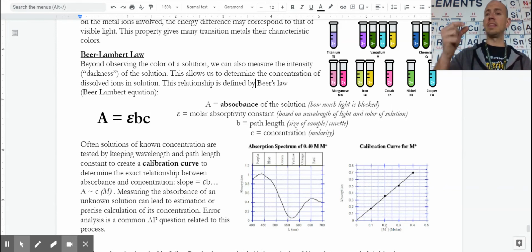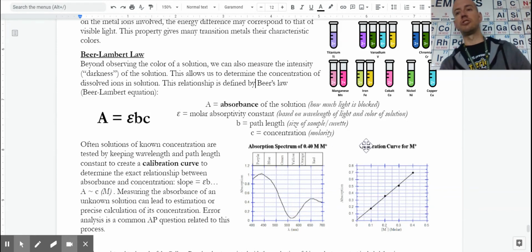B is the path length, and this connects probably with something that we've seen. When I have a small or a thin sample of something in a small piece of glassware, the color might not be as dark as if it's a larger beaker. When we are testing absorbance, we often use small cuvettes that are about 1 centimeter across, and that's how much solution our light has to go through to see the absorbance. And lastly is the concentration. The concentration is normally given in molarity, but there are different units we can use, and all work here, that there's a relationship between any concentration unit and the intensity or absorbance of that color.